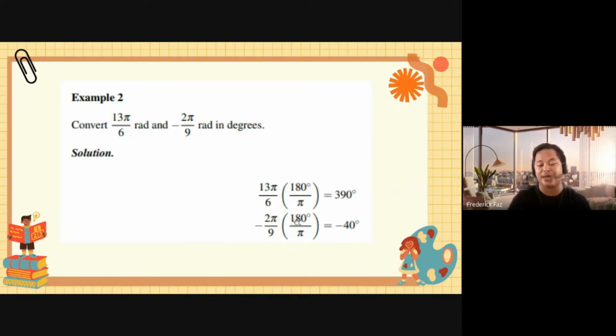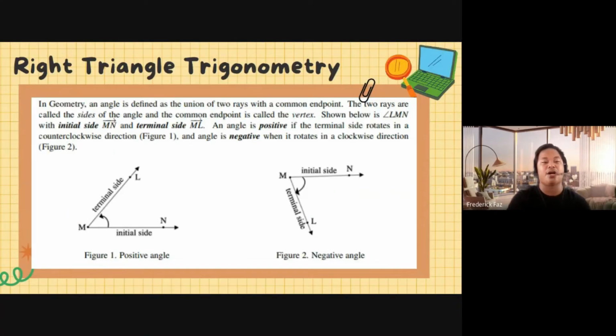So it is equal to 20 degrees. And then multiplied by negative 2, we have negative 40 degrees. And let's have now the right triangle trigonometry. So recall lang po natin yung ating angle kanina. So we have positive and negative angle here.